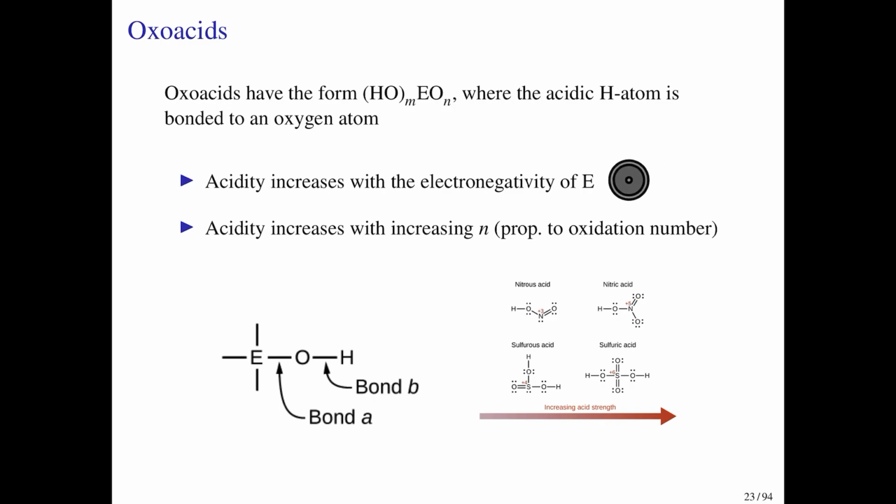And so how would you choose which of these two acids is the strongest? Well, you would use this rule here, the fact that the acidity of the acid increases with the electronegativity of the center atom. Okay, and so in this case, with nitric acid, nitrogen is more electronegative than sulfur, and so nitric acid is going to be a much stronger acid than sulfurous acid.